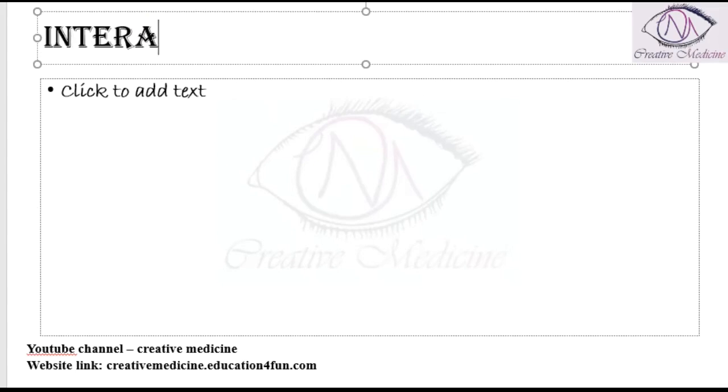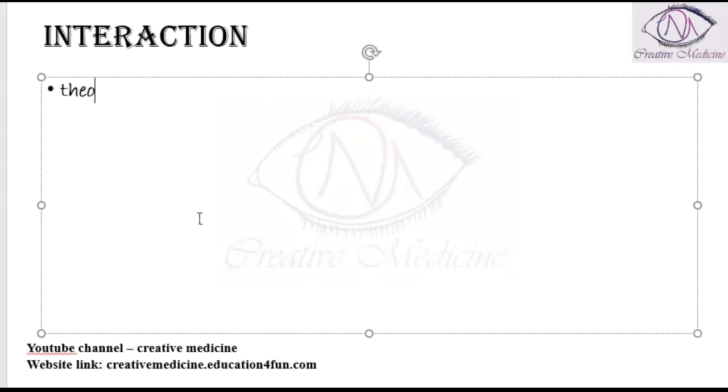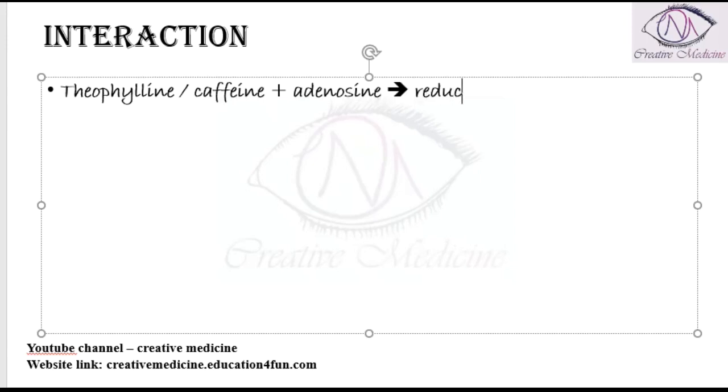Then drug interactions. In the drug interactions, first theophylline. If you use theophylline or caffeine with adenosine, this will reduce the efficacy of adenosine. That is, theophylline and caffeine will blunt the effect of adenosine. So theophylline and caffeine together, we can call them adenosine blockers.